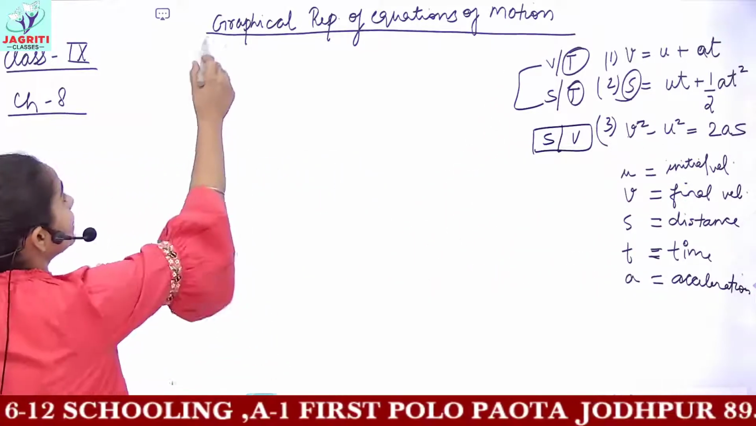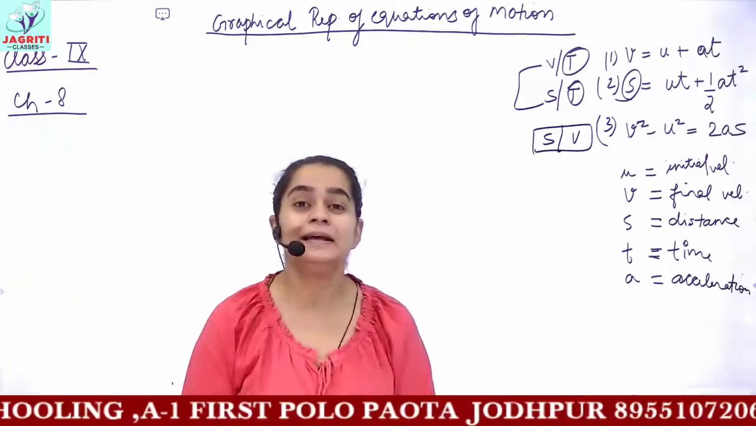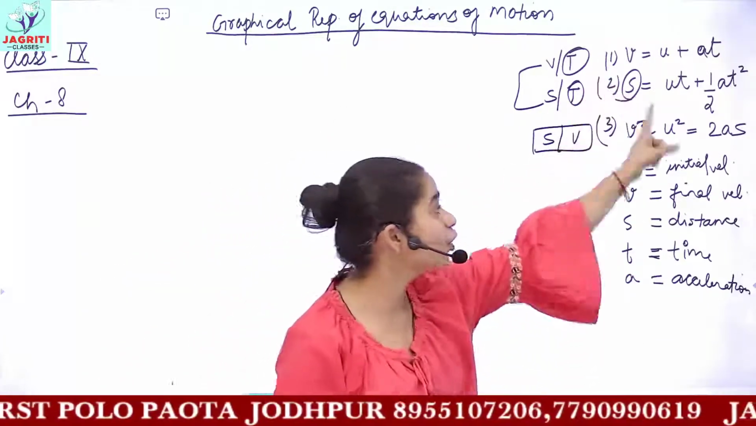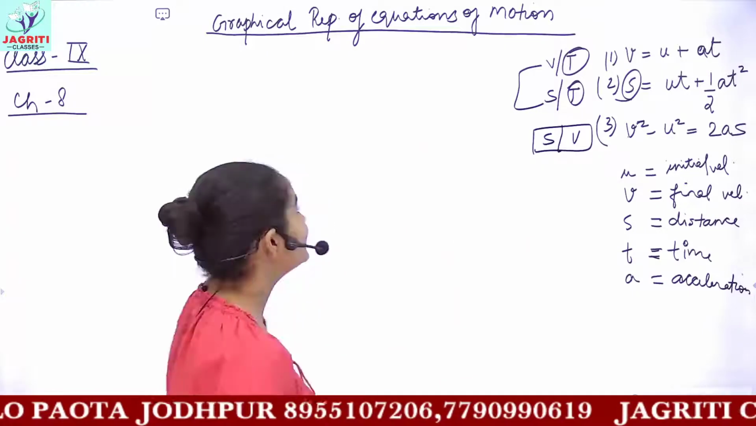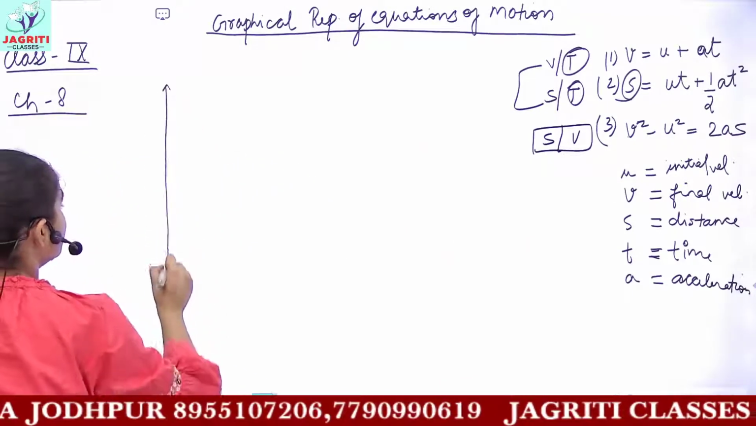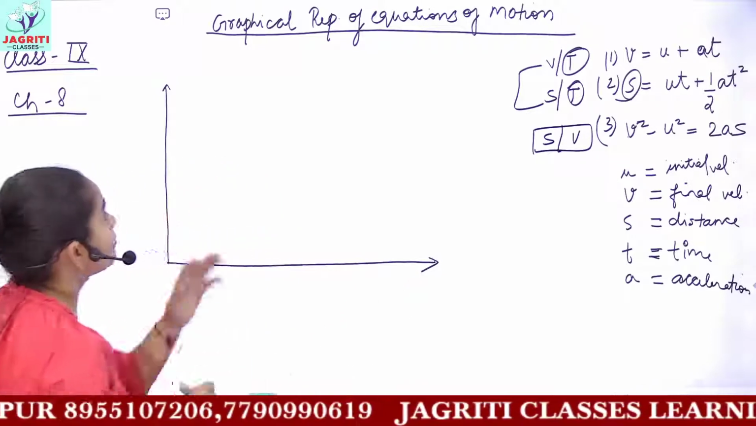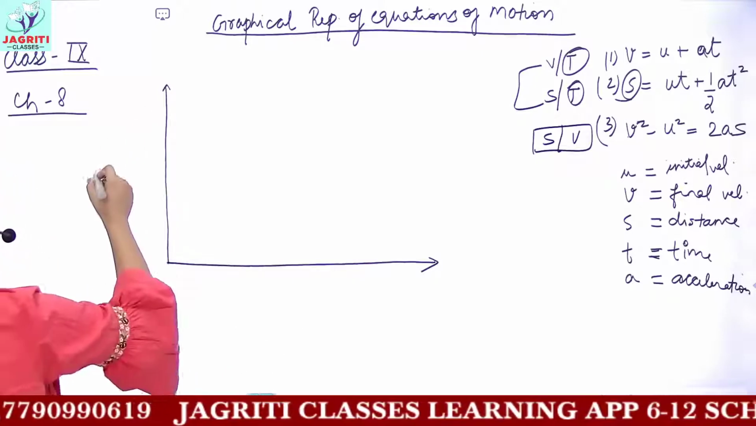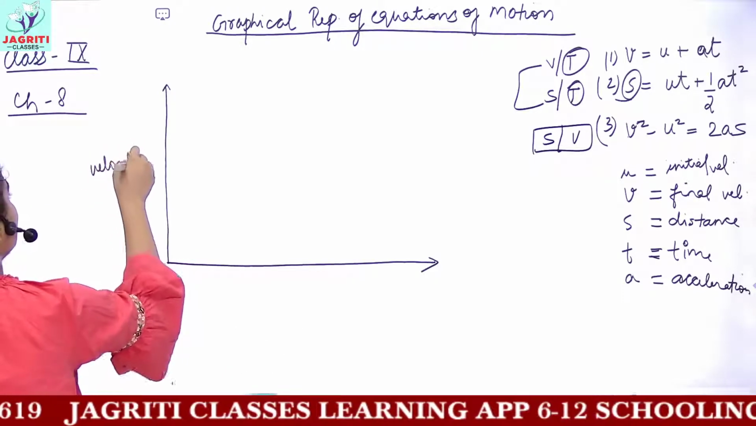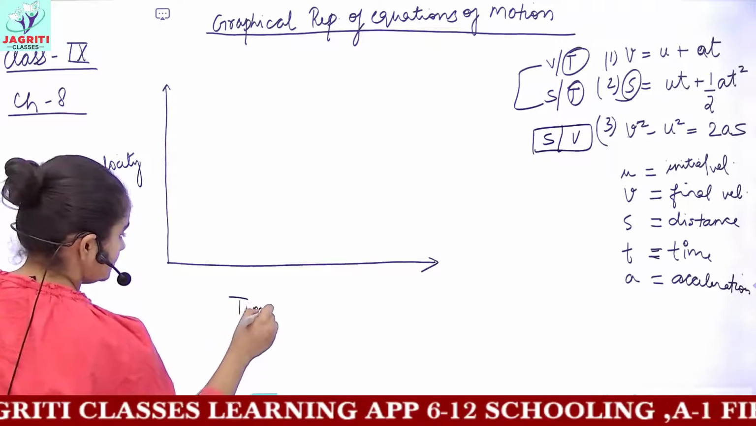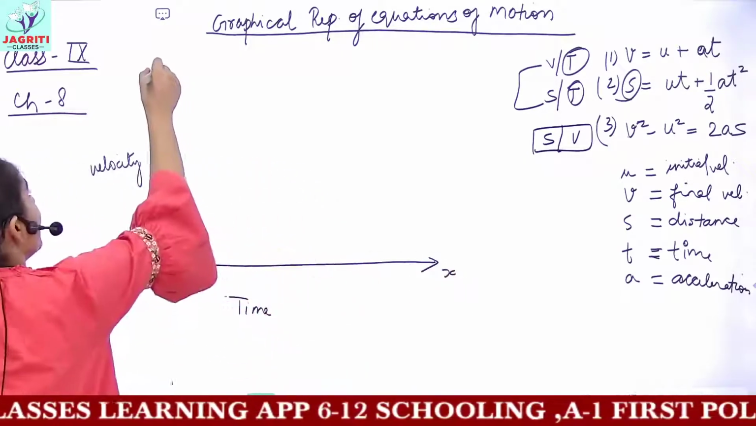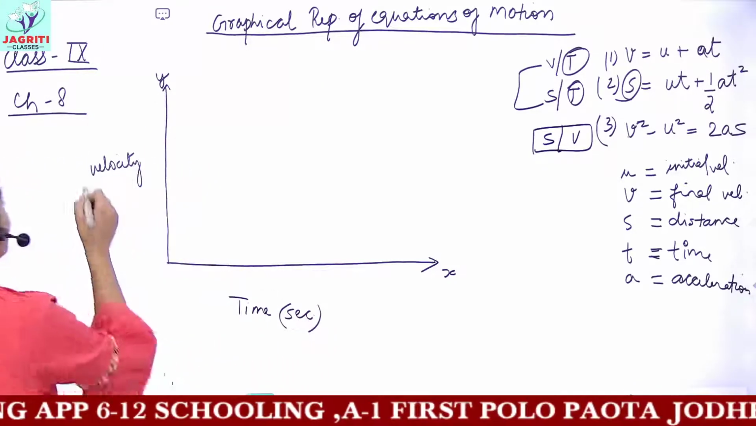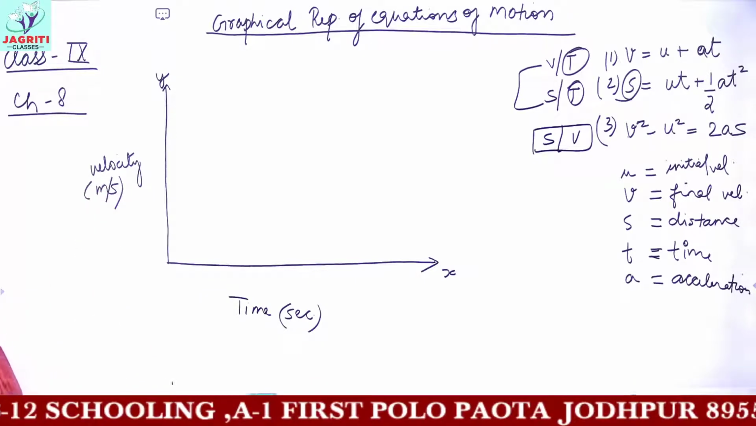Now we'll see the graphical representation of equations of motion. That is, we will make a graph, and then we'll try to derive all the three equations from the given graph. So first of all, if you get a question to show the graphical representation or to derive the equations of motion, you will make a graph between velocity and time. Time we'll be taking on x-axis and velocity on y-axis. Time is measured in its SI unit second and velocity is measured in meter per second.